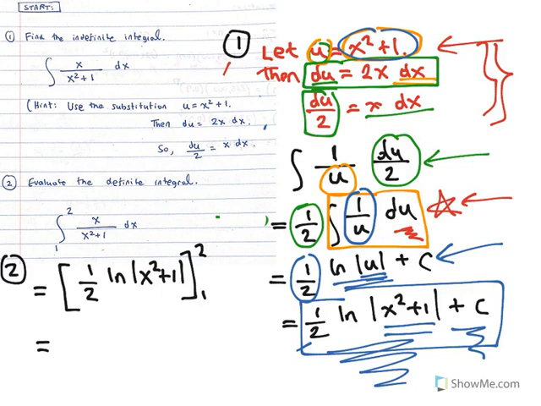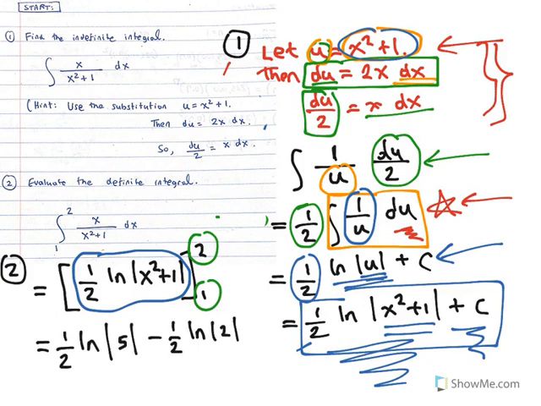You need to use the fundamental theorem of calculus, which means you're going to go ahead and find an antiderivative of the integrand, and you're going to write the antiderivative here, and you're going to evaluate the antiderivative at the upper and lower limits of integration and subtract. When you do that, the definite integral is equal to 1/2 times the natural log of 5 minus 1/2 times the natural log of 2.